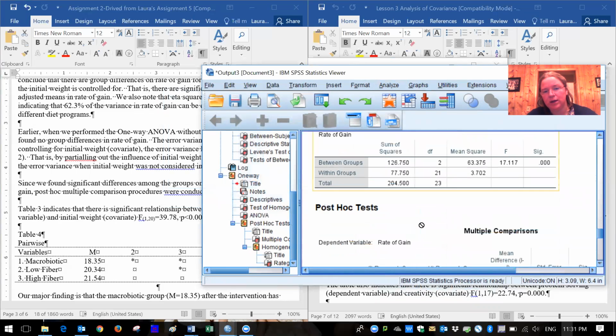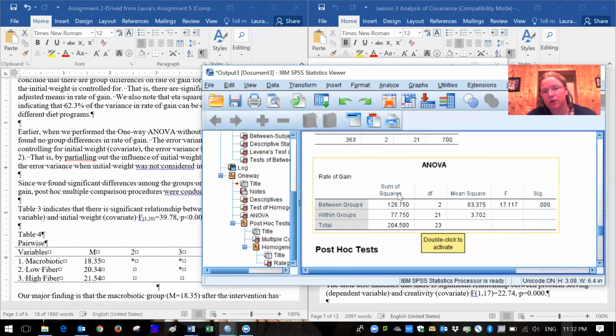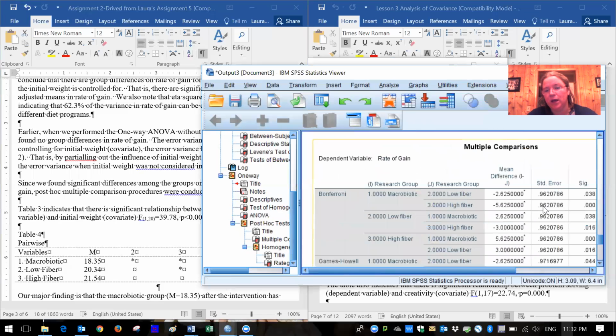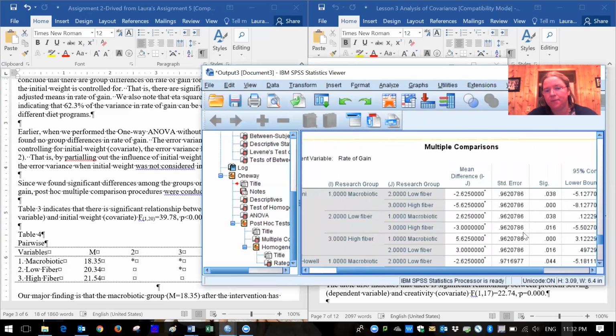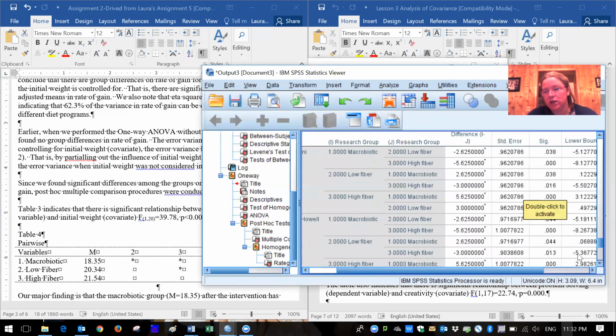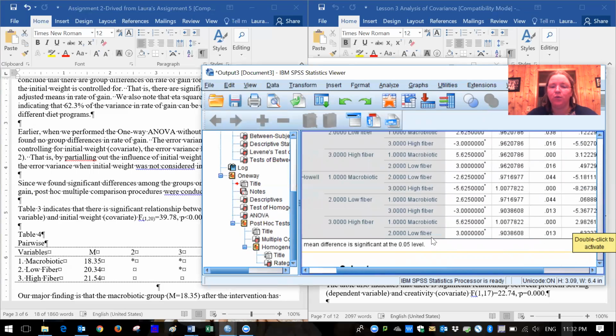So when we do that, then our ANOVA table looks like this. And notice that it is significant, saying that the analysis between the 3 groups is significant. And when you look at your post hoc, it appears that everything is significant. Now we'll have to go back to the initial one where we did the covariate to see what that post hoc looks like.